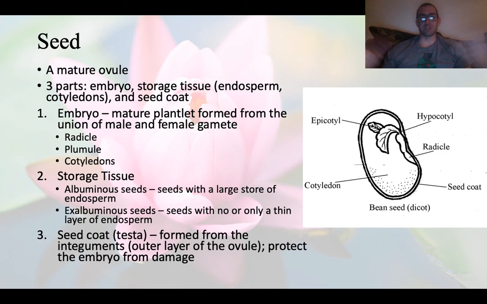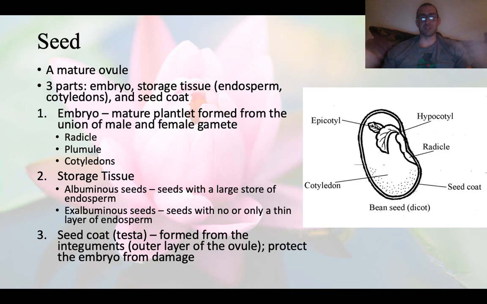And that embryo, the main parts that you've learned about are the radicle, the plumule, and the cotyledons, and that plumule can be the hypocotyl and the epicotyl. We also have storage tissue, the second big part, and that storage tissue could be endosperm. It could be storage tissue that is part of the cotyledon. We have seeds that are called albuminous seeds that have a large store of endosperm. Those are typically our monocots, right? Think of that corn seed. We also have exalbuminous seeds that have no or only a thin layer of endosperm. That's more of our dicot type seeds, right? They have big cotyledons, only a little bit of endosperm.